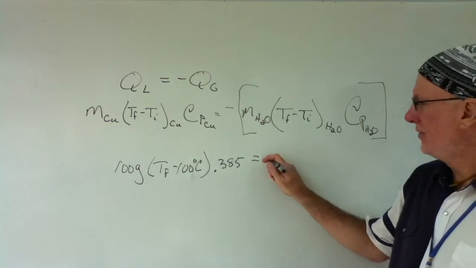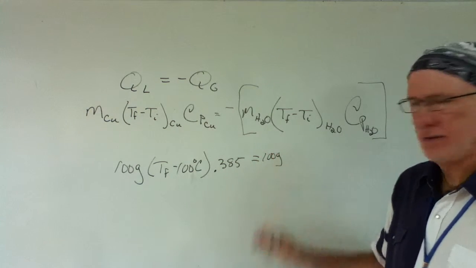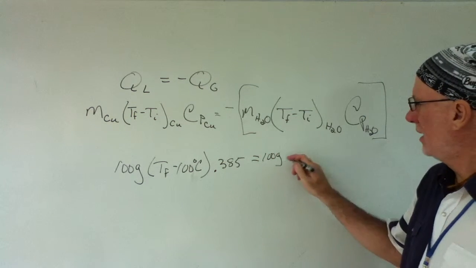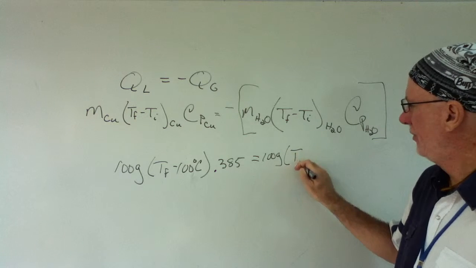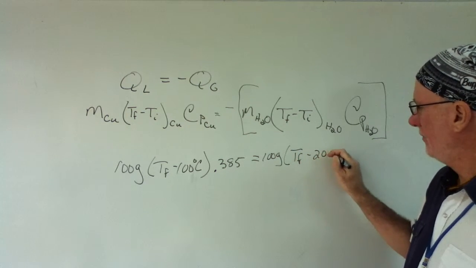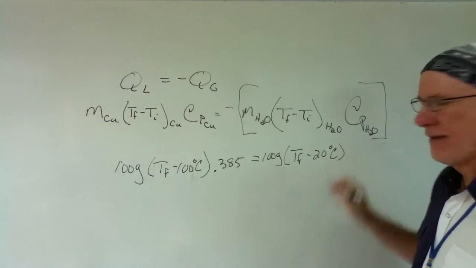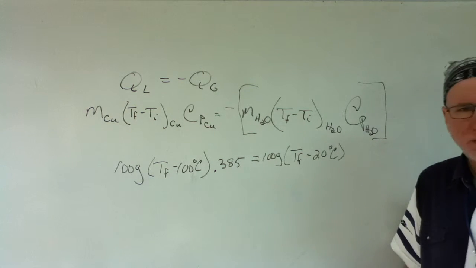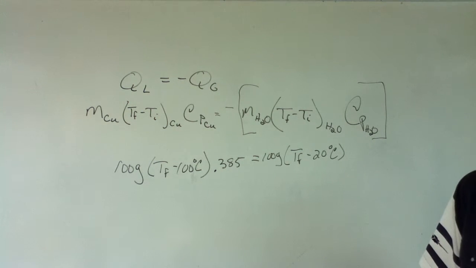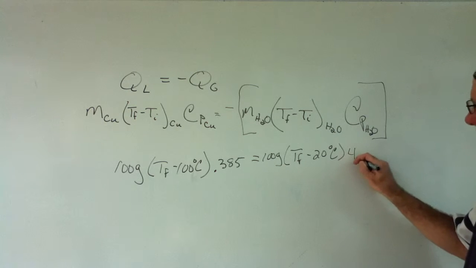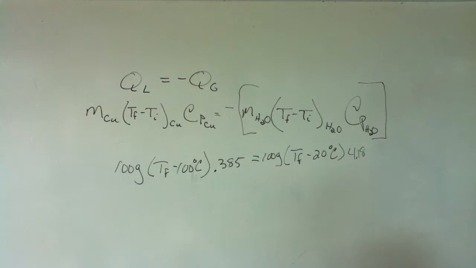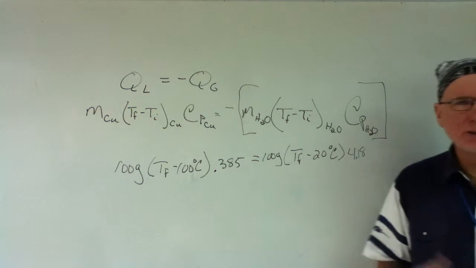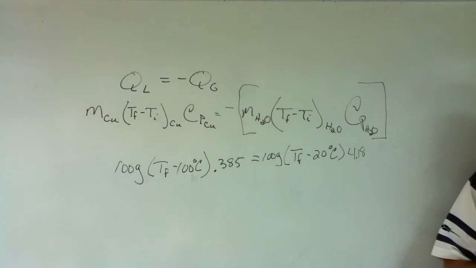So the water side of it is 100 grams, right? If I recall correctly, yeah. And then it's going to be TF minus 20, right? Okay, and then what's the specific heat capacity of the water? Certain things in life you should memorize. 4.18, right. Okay, are we okay with that? Can we simplify this in any way before we begin?